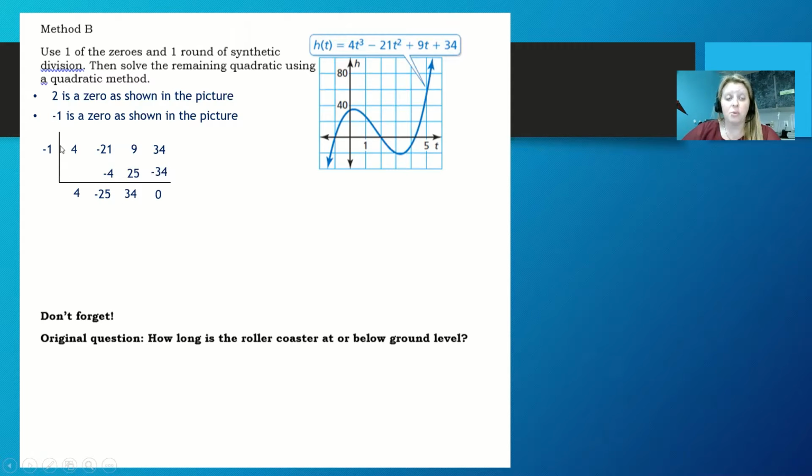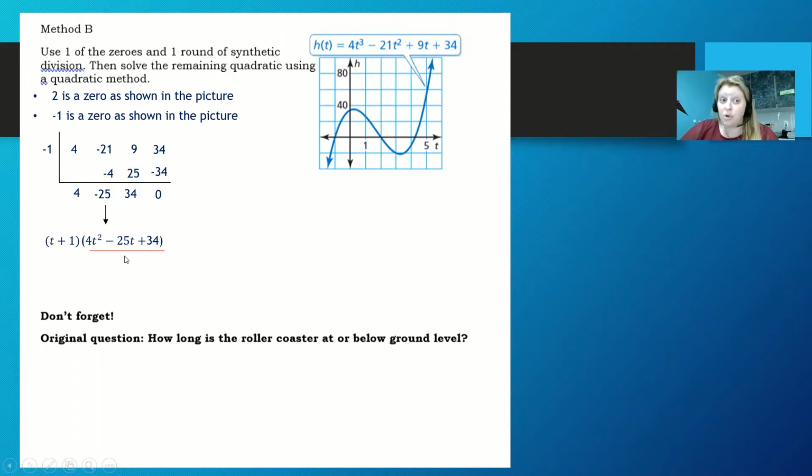And then we're going to convert our synthetic division to factored form. So we'll have t plus 1. So that -1 transpires to t plus 1. And then we'll have a 4t squared minus 25t plus 34. So remember, everything drops down a power whenever you have an answer to a synthetic division problem.